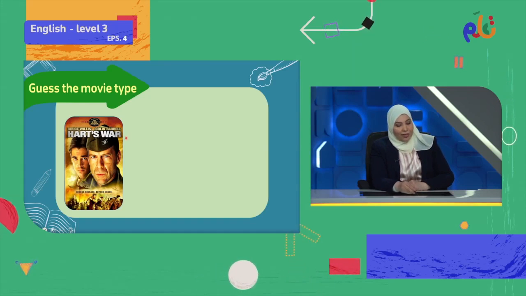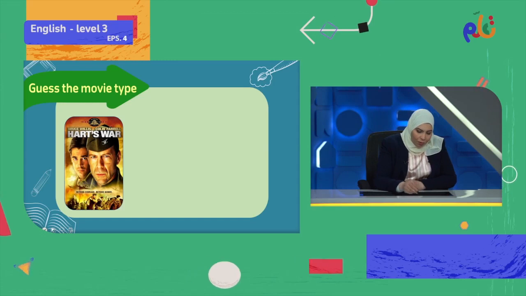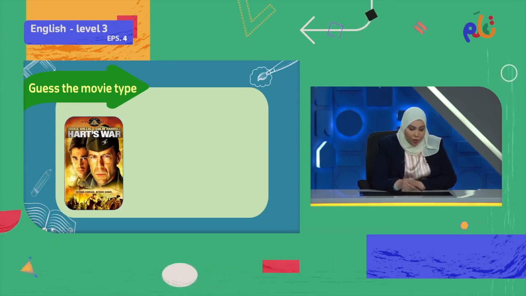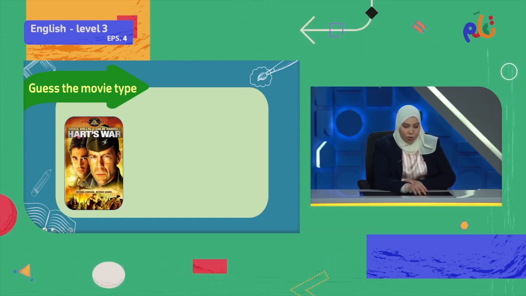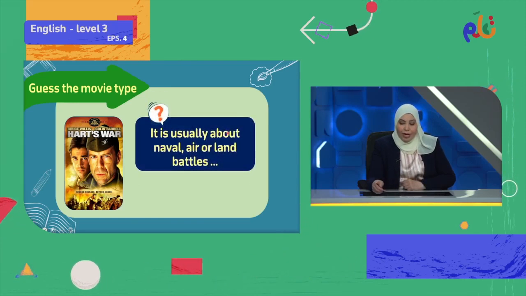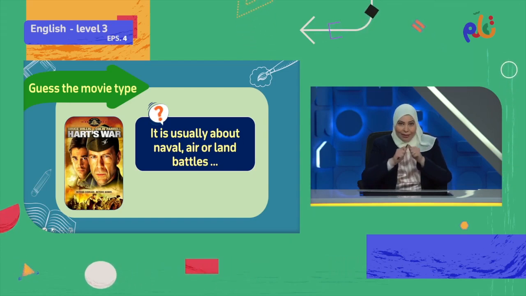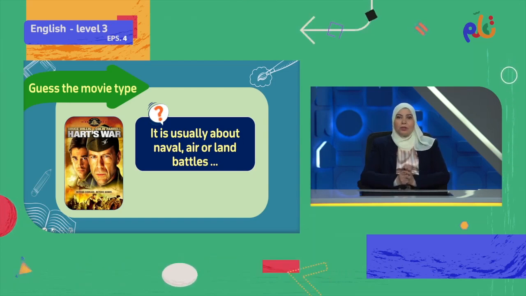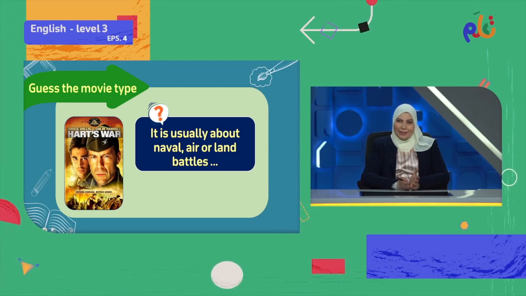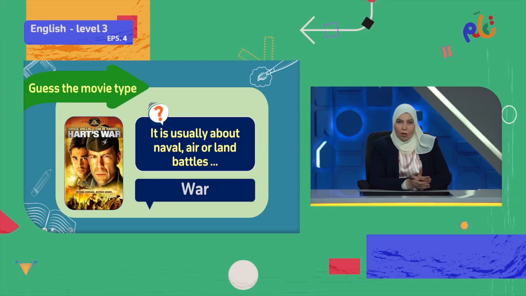Okay, look at this poster and try to guess the type of film. We have people wearing army uniform and it's called Hearts War. So it's usually about naval or air or land battles, which are fights. So in this case it is exactly a war film, a war film.